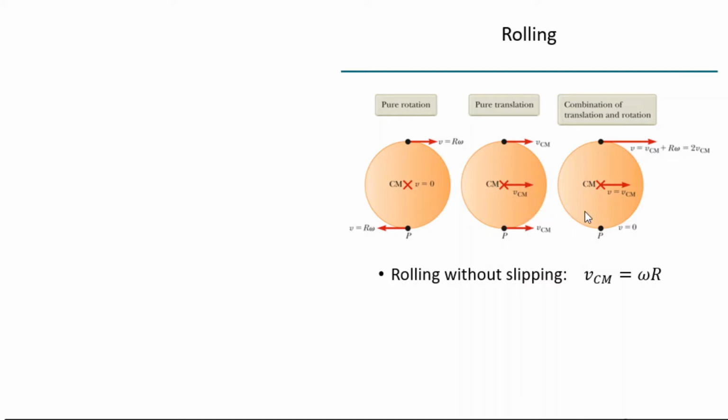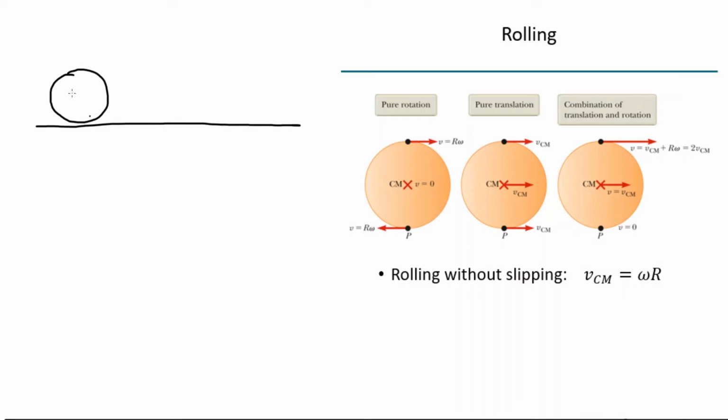Well, we can combine rotation and translation together to get rolling motion. Rolling motion is a combination of rotation and translation. The center of mass moves and the object rolls around that center of mass. So what I want to do is look at a special type of rolling motion called rolling without slipping. That's what happens, for example, when static friction is acting between a tire and the road.